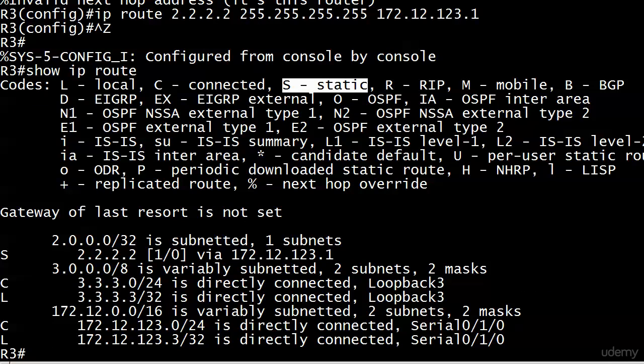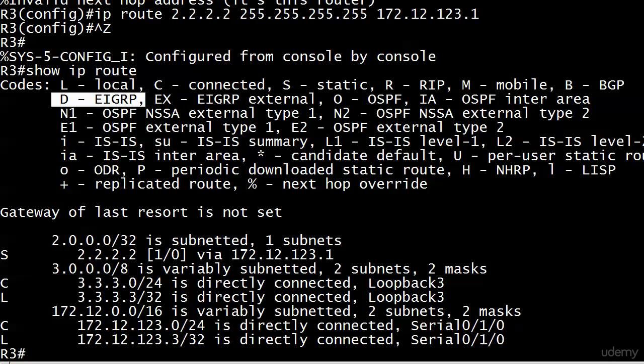You'll notice most of these do. You know, L is local, so we're ignoring those for right now. C is connected, S is static, R is RIP, B is BGP, D is EIGRP. Very quickly, the reason that D stands for EIGRP is because the letter E was already in use by another protocol at the time EIGRP came along. So they just went backwards one letter and gave it a D.